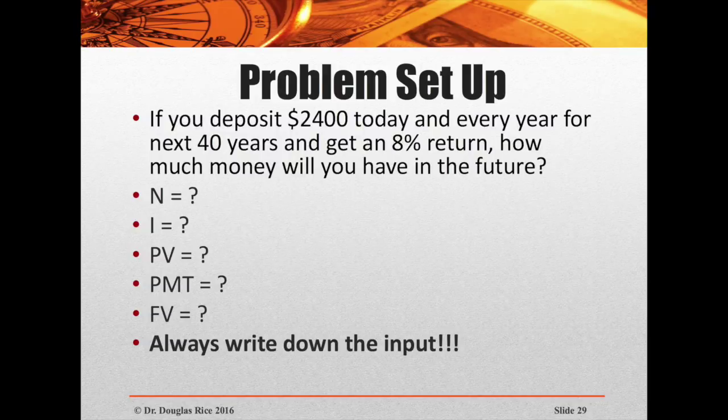So in this case, you deposit $2,400 today, and every year for 40 years, you get an 8% return. Well, $2,400 today clearly tells me that that's the present value. It's today, so present value equals $2,400. And every year for the next 40 years, so that's payment. Payment will be $2,400 every year for 40 years. There's no adjustment for time period because these are all annual payments. There's no discussion about monthly or daily or anything else. So that's good. That makes it easier.